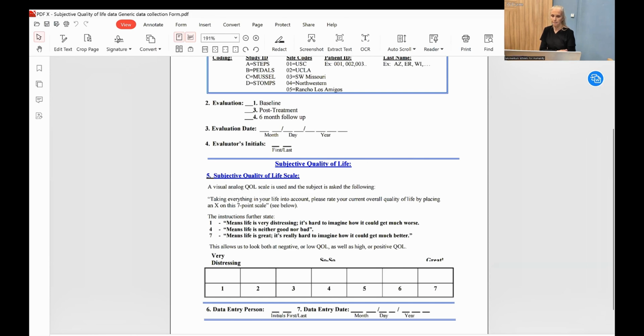Next, we have the self-administered questionnaire for functional shoulder.